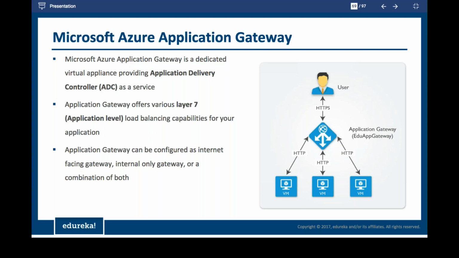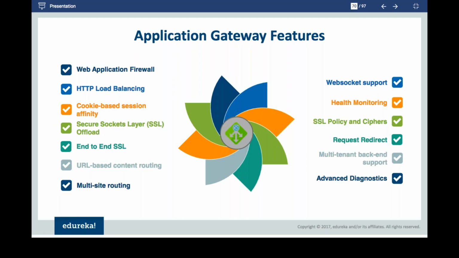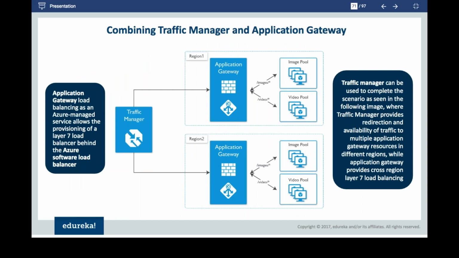controller. The application gateway is on layer 7, which comes with load balancing capabilities for your application. The application gateway can also be configured as an internet-facing gateway or an internal-only gateway, or even a combination of both. Here are the features of application gateway. You have web application firewall, WebSocket support, cookie-based session affinity, multi-site routing, advanced diagnostics, and SSL security policies. All these things can be added.